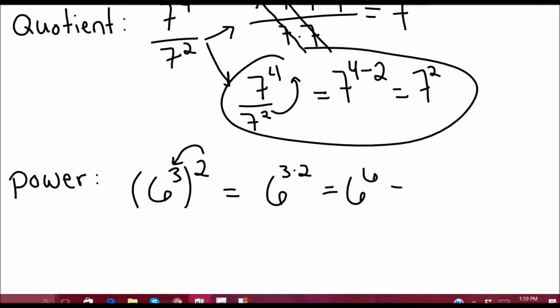Of course, you can expand this out if you have a calculator, and that gives us 46,656.